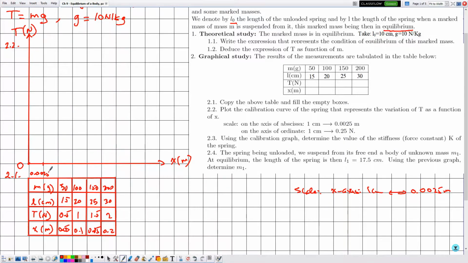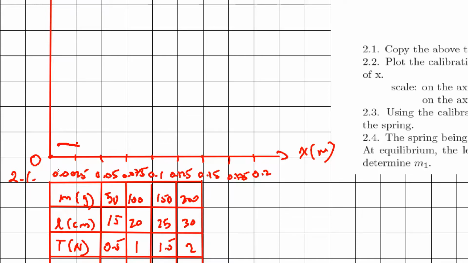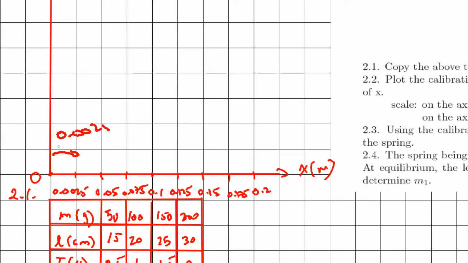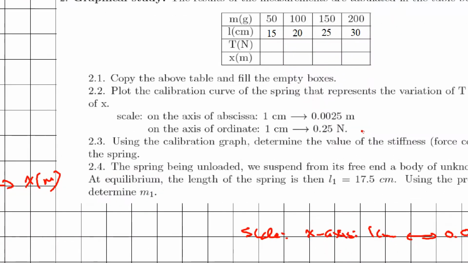So let me say that this is 0.025, this is 0.05, this is 0.075, this is 0.1, 0.125, 0.15, 0.175, and this is 0.2. Upon moving each division I am adding a value of 0.025, and this can be done by referring to the scale: each 1 centimeter increases by 0.025.